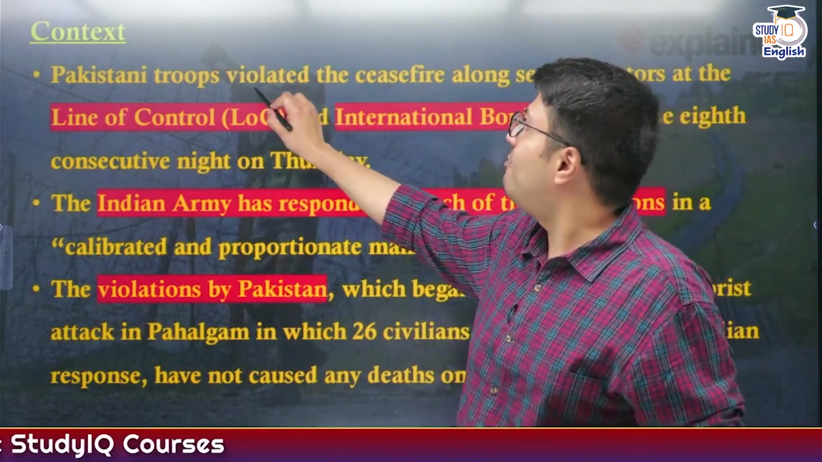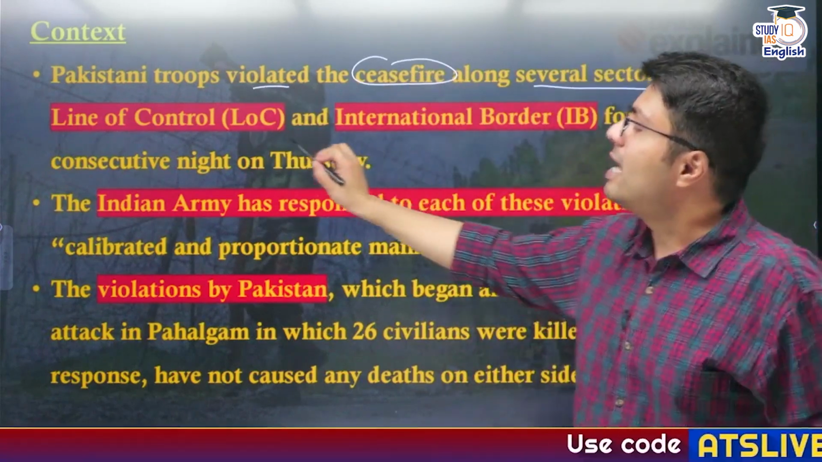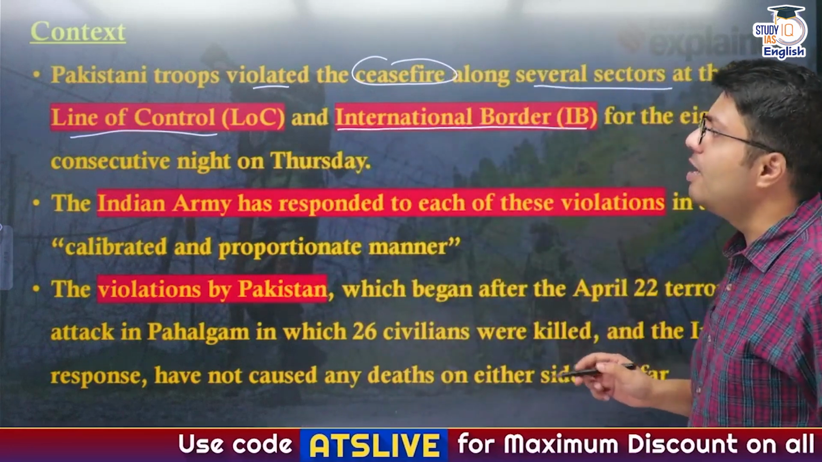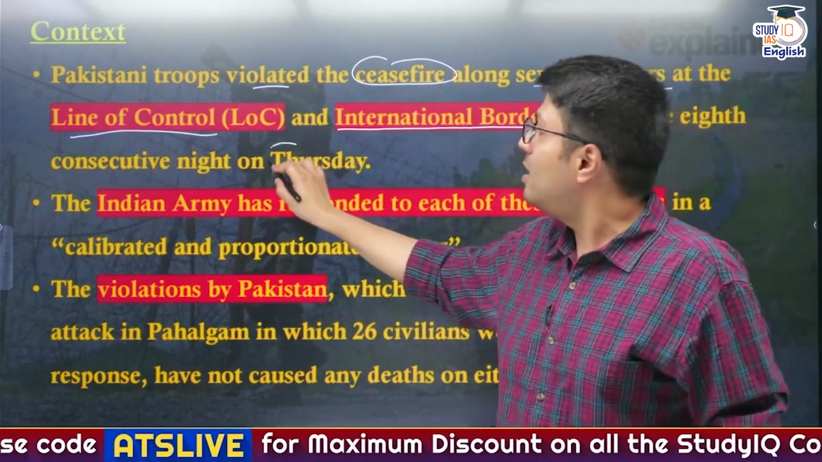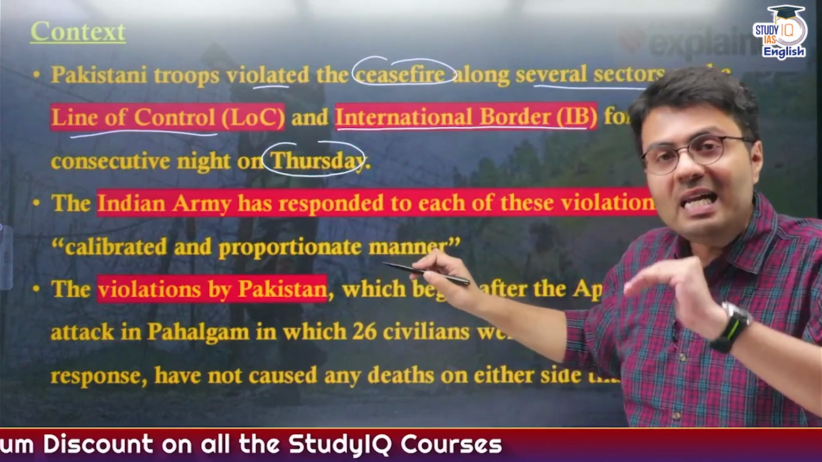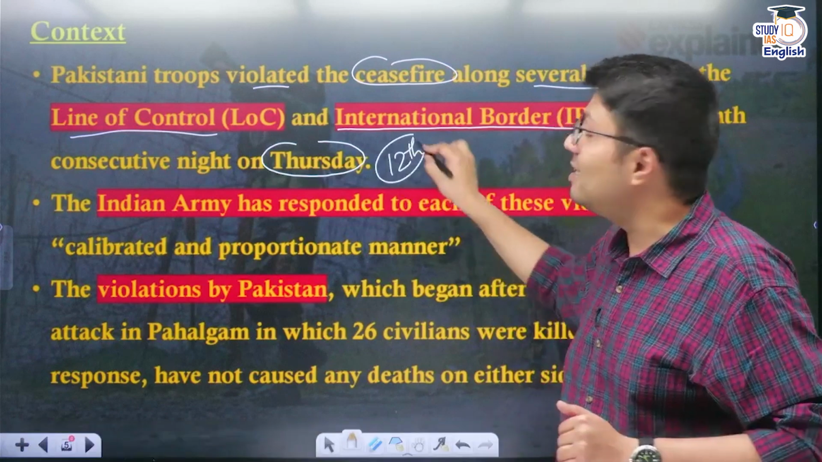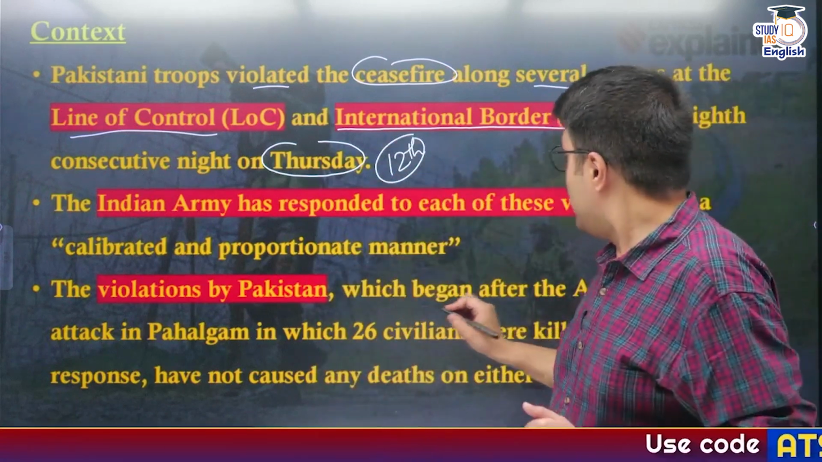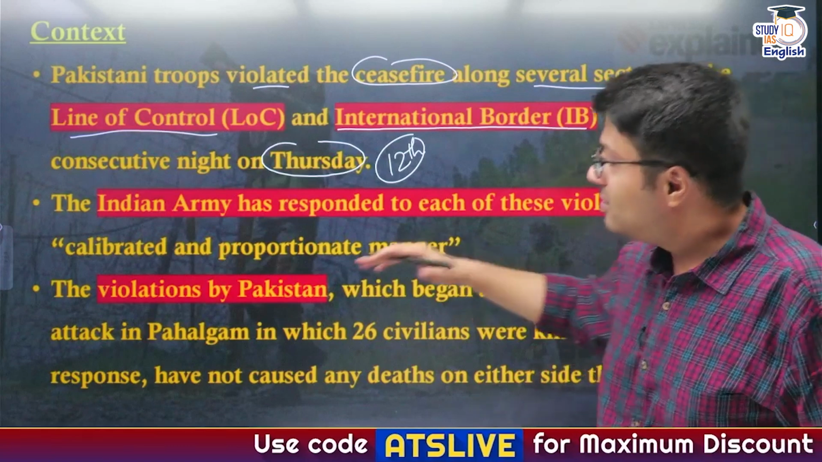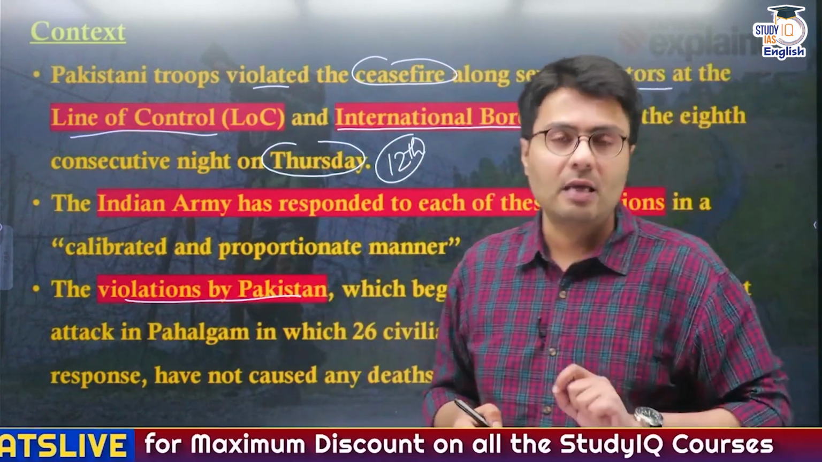Pakistani troops violated the ceasefire alongside several sectors at the Line of Control and at the International Boundary for the 8th consecutive night on Thursday last week. And this has even continued till yesterday night, that is on Sunday, for the 12th consecutive night. This has been happening since the April 22nd terrorist attack which happened in Pahalgam. And therefore, the violations are made by the Pakistani side, particularly the Pakistani army.